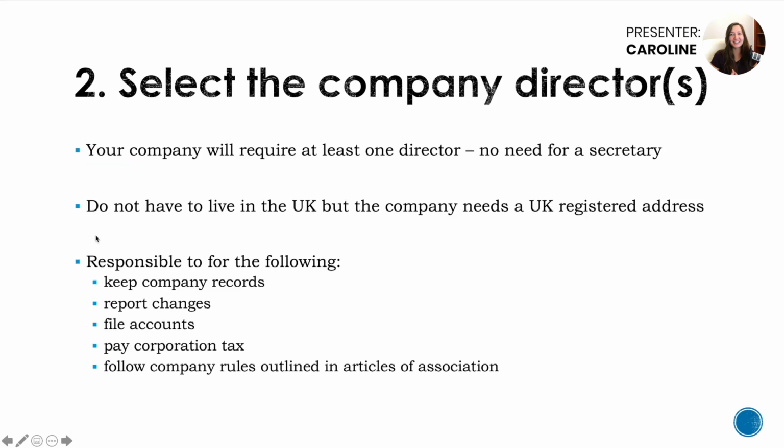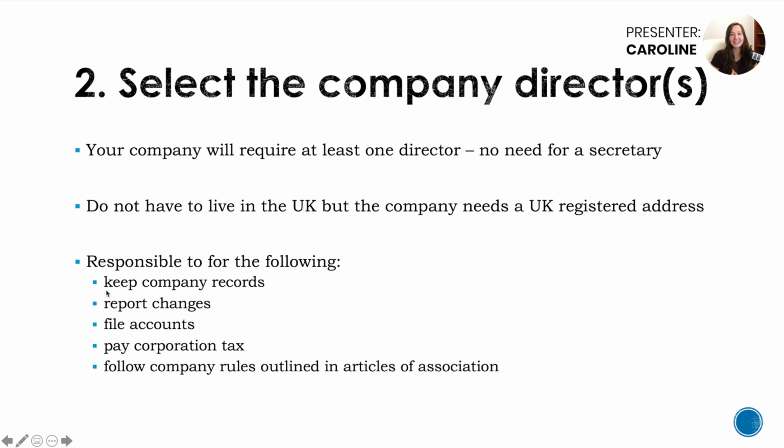Number 2, select the company directors. When you incorporate a company, you will need at least one company director to set it up. There's no need for a secretary. This is if you want somebody to deal with correspondence on your behalf and sign off on things. If you're the director, there's no need to list yourself as a secretary in addition to being a director. You don't have to live in the UK, but the company does need a UK registered address and it cannot be a PO box, unfortunately. So keep that in mind.